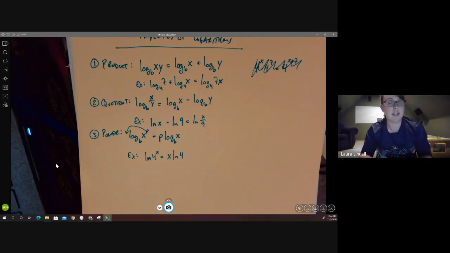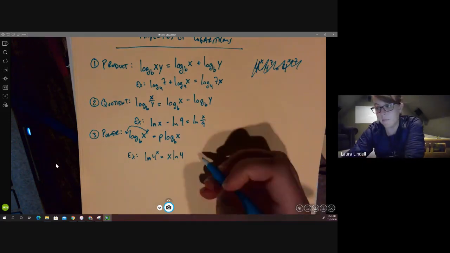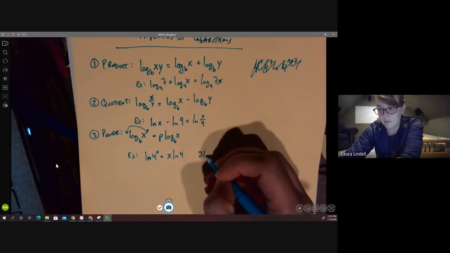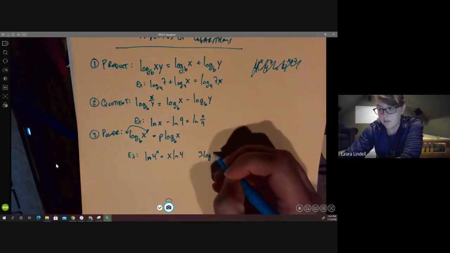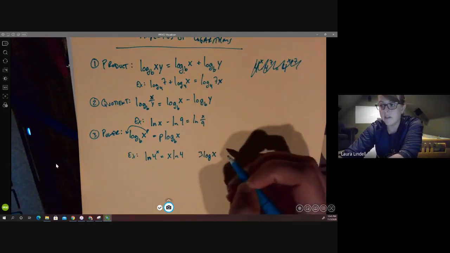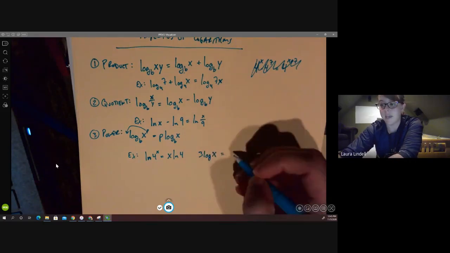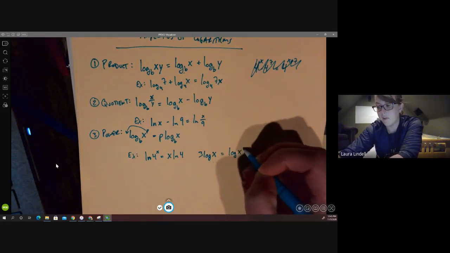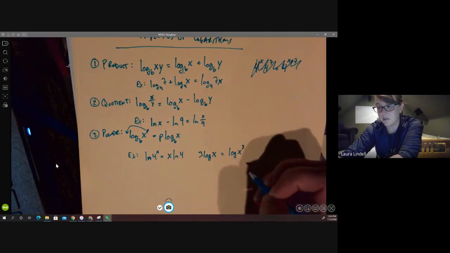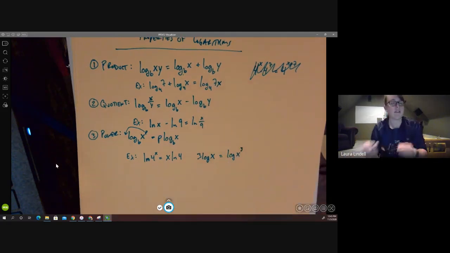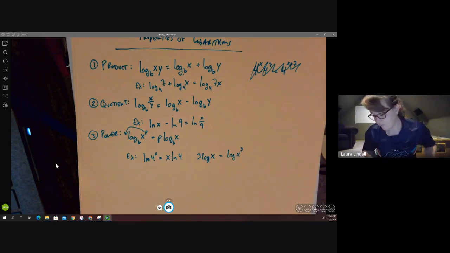If we're trying to condense things and put it all under one logarithm, then if I had 3 times log of x, I could bring this up into the exponent and have log of x to the 3rd. So it works both ways. I can put something into an exponent, and I can also use this to take something out of an exponent. So that's going to be a really useful property for us now and later on. Okay.